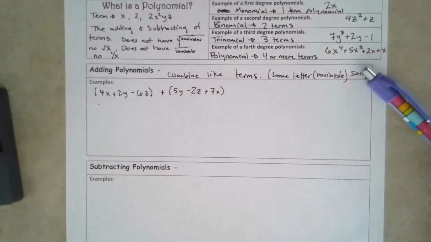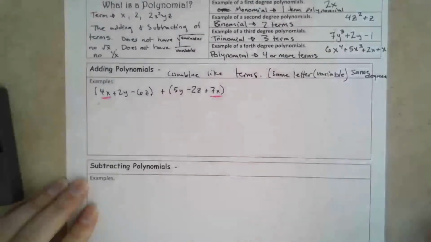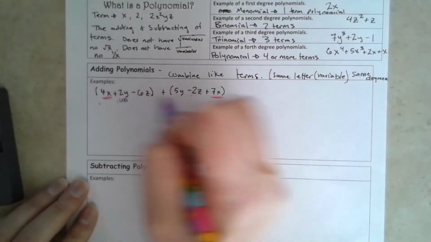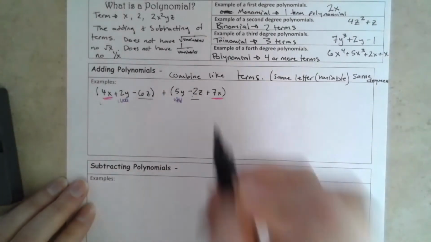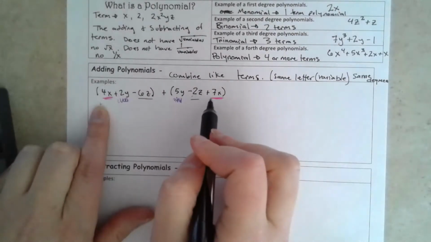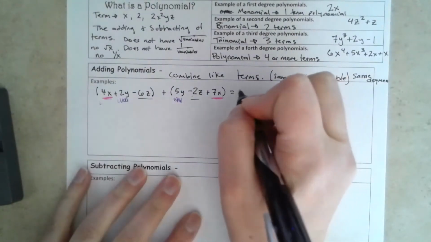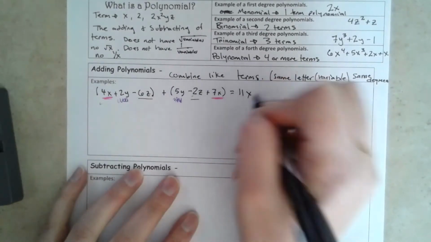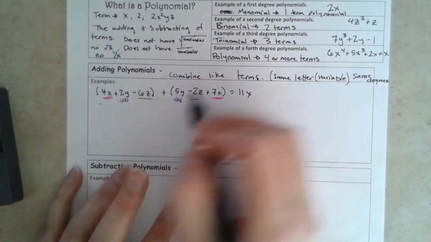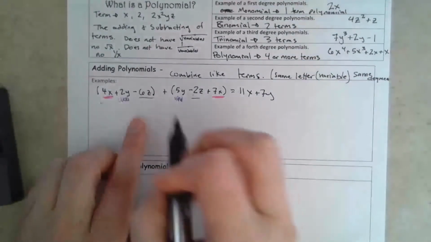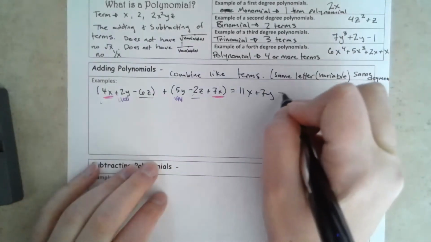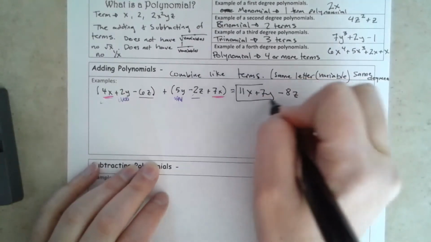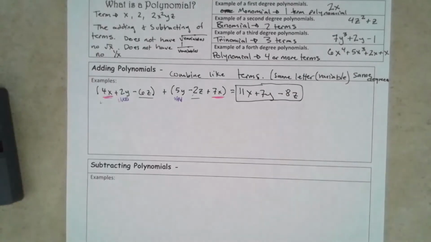So I'm going to grab a different color real quick. If I combine like terms, my x's are both the first degree and those can add together. My y's can add together, and then my z's. So 4x plus 7x is 11x. 2y plus 5y is 7y. And then negative 6 plus negative 2 is negative 8z. And that's all we're doing, we're just combining like terms.